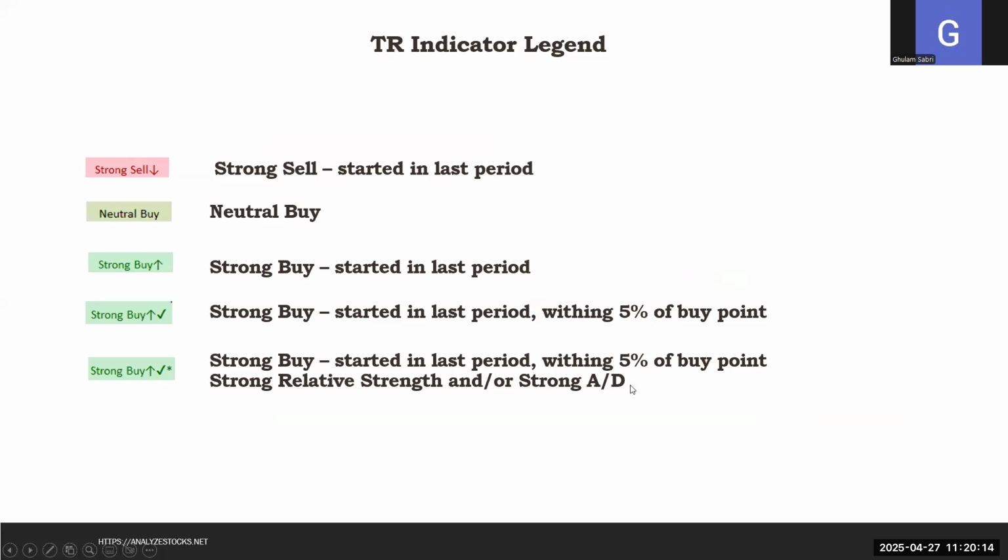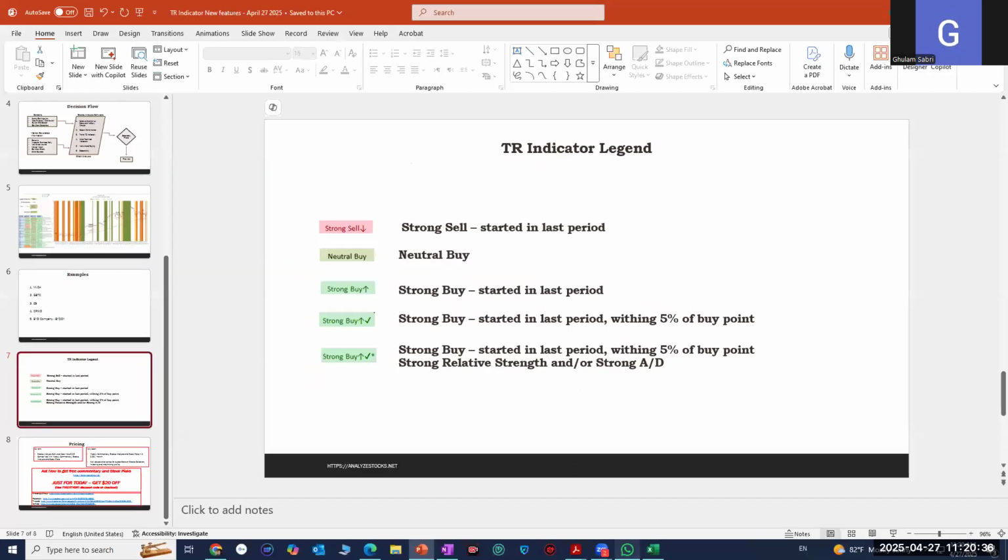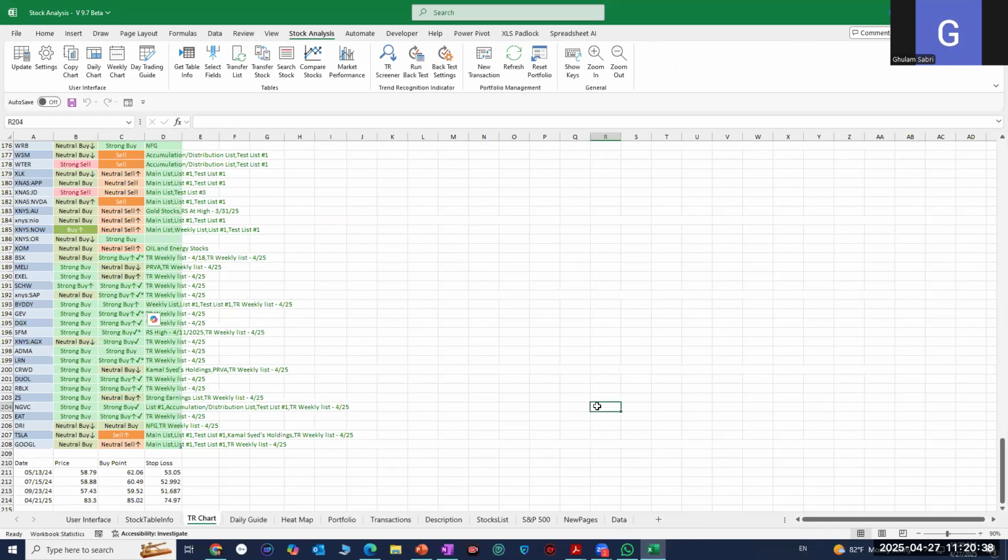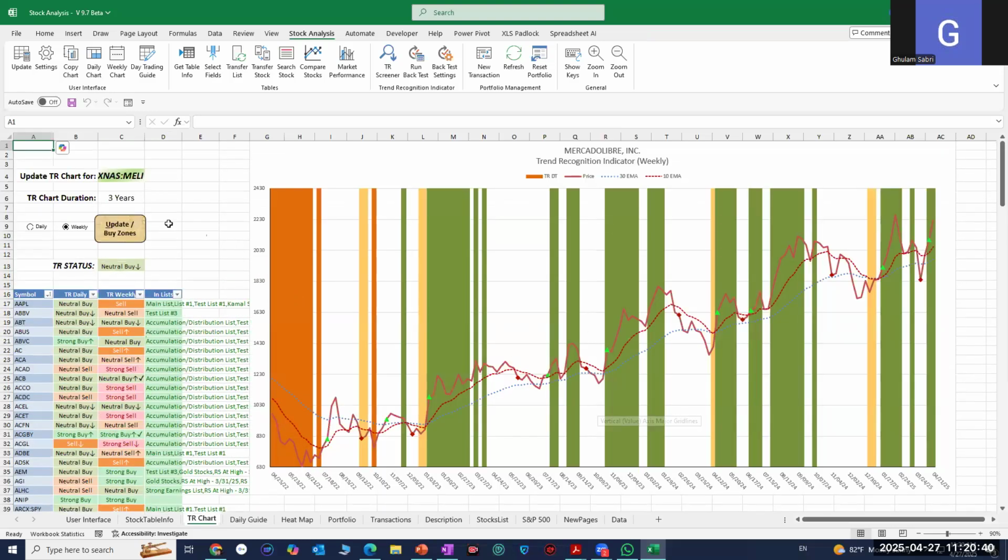Now we have the choice whether we want to include the strong AD line, accumulation distribution, or use the strong relative strength or not at all. Or, instead of a 5% buy point range, we want to increase or decrease the range, maybe to 3% or 2% or 1%, whatever. So flexibility is there.